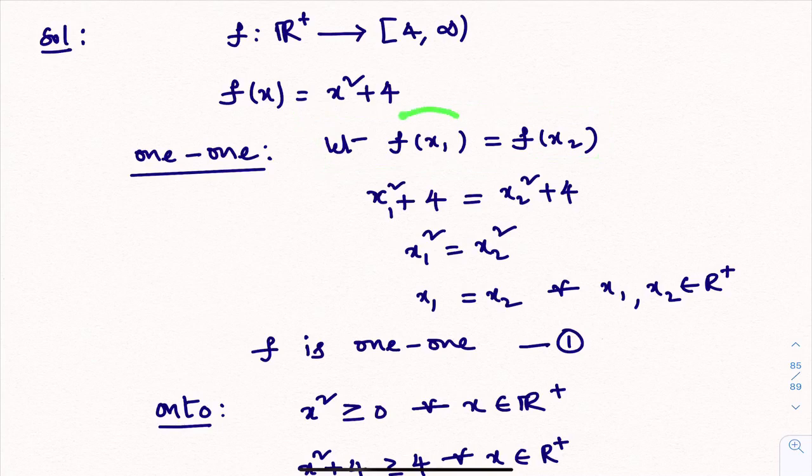What is f of x1? You observe, f of x is x square plus 4. Now f of x1 is x1 square plus 4. I hope you are understanding. In this f of x, in place of x you write x1, then you will get f of x1. F of x1 is x1 square plus 4, and f of x2 is x2 square plus 4.